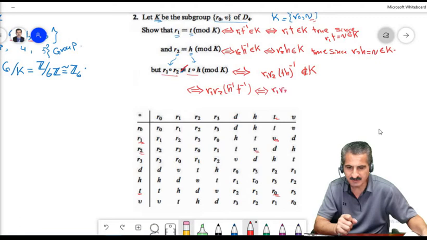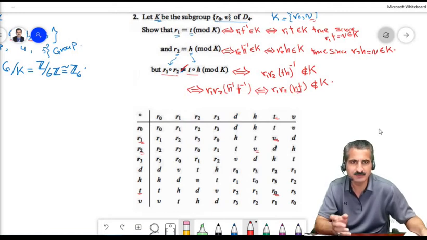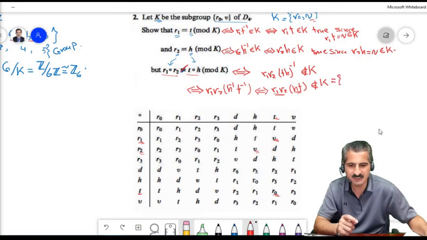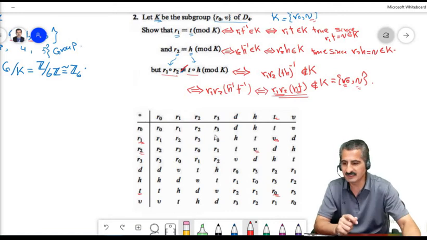So I need to show this multiplication does not belong to K. I will leave it for you to do. Actually, multiply these two things first. We are in a group, so it is associative. And multiply these things, you get two elements. Multiply them, you will get an element which is not in K. Remember that the elements of K are R0 and V only. And the multiplication here shall not be one of these. So this shows that there are some subgroups where property star does not hold.